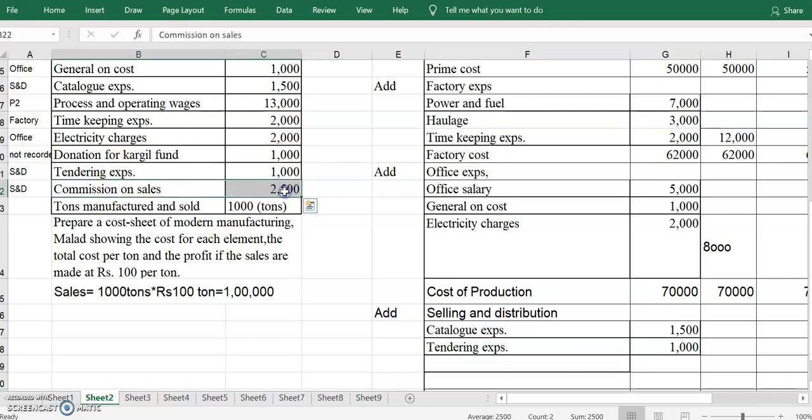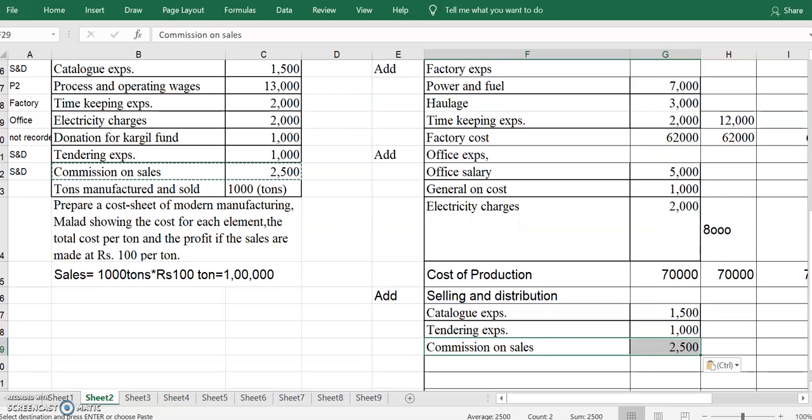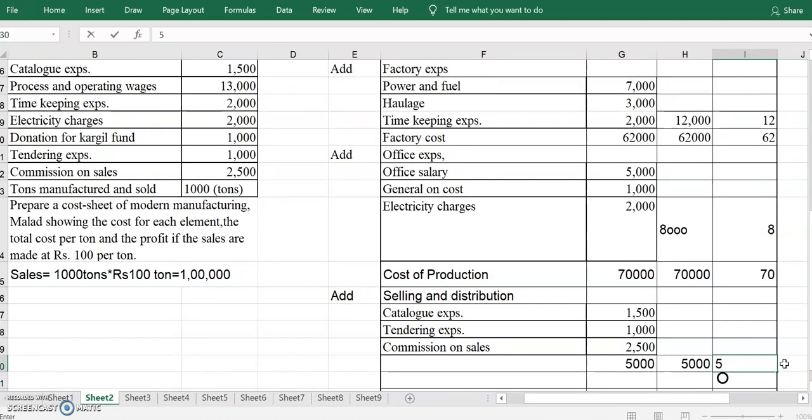There are three headings under selling and distribution. First, catalog expenses, second, tendering expenses, and third, selling commission on sales. Then total it: 1,500 plus 1,000 plus 2,500 gives you 5,000. 5,000 is recorded under this heading, total selling expenses. Per ton, 5 rupees, that is 5,000 divided by 1,000, gives 5 rupees per ton.